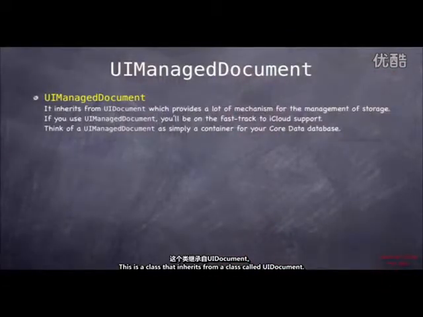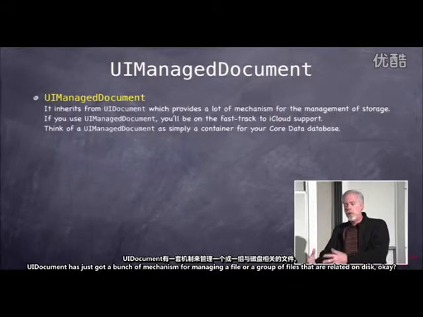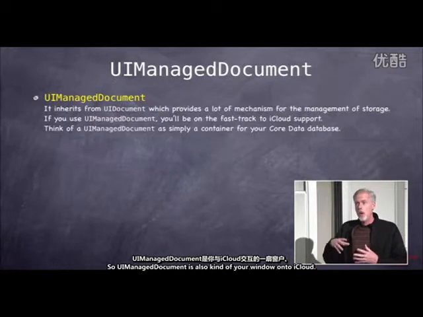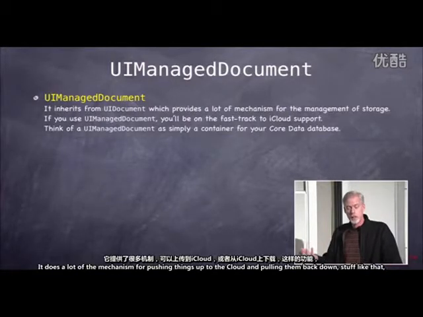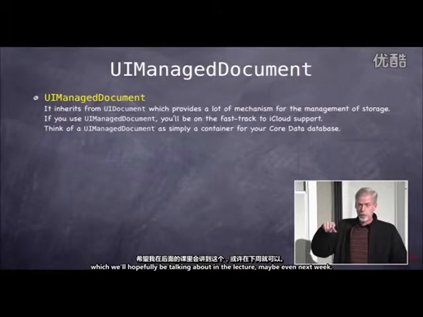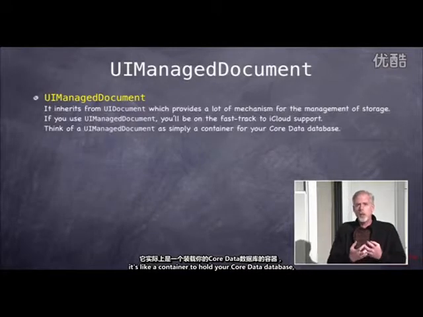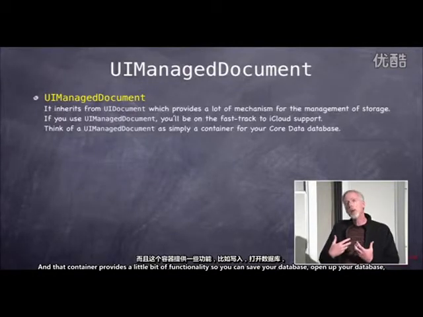All right, so let's talk about UIManagedDocument. This is a class that inherits from a class called UIDocument. UIDocument has a bunch of mechanism for managing a file or a group of files that are related on disk, things like saving them, opening the files, having them migrate to iCloud. So UIManagedDocument is also kind of your window onto iCloud. If you want to support iCloud in your app, you're probably going to want to use UIManagedDocument. It does a lot of the mechanism for pushing things up to the cloud and pulling them back down and stuff like that, which we'll hopefully be talking about in a lecture, maybe even next week. But really what you want to think about UIManagedDocument is a container to hold your Core Data database. That container provides a little bit of functionality so you can save your database, open up your database, things like that.